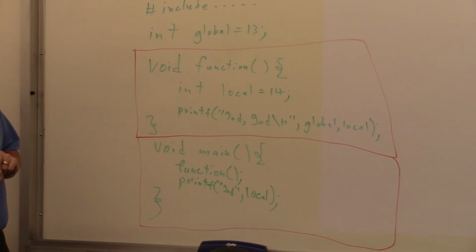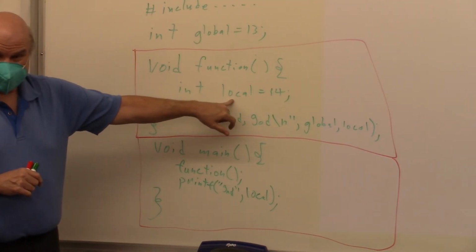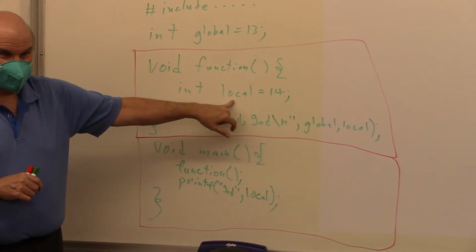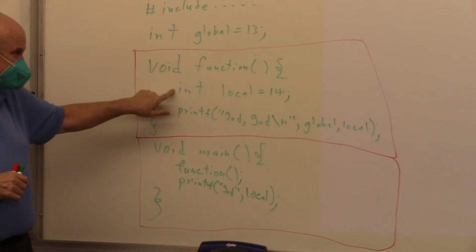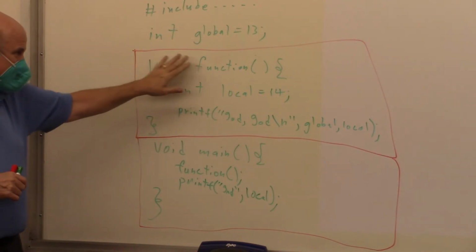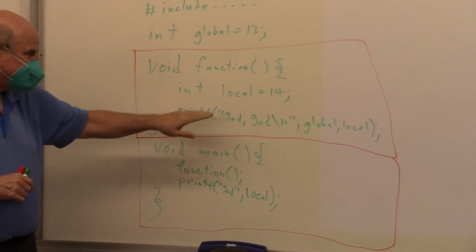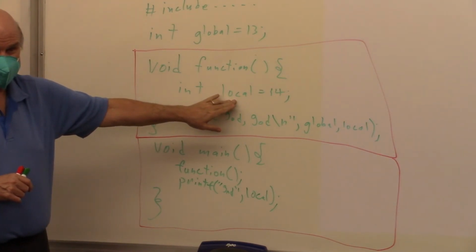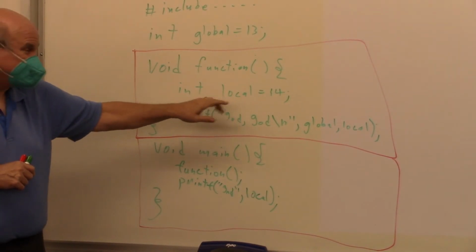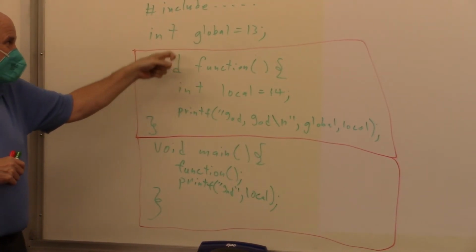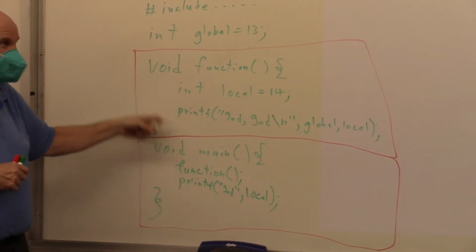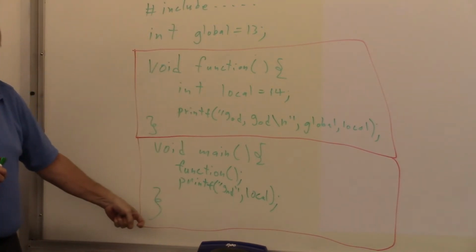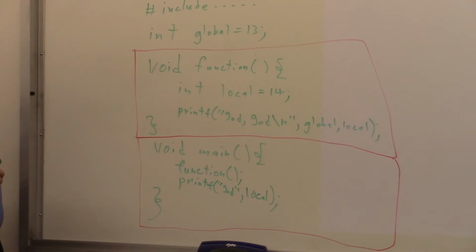I don't know. So this integer named local is only visible within this function because it is declared within this function. Outside of this function named function, the variable local cannot be seen. So the compiler will not be able to see it. However, this variable named global, which is not inside this function or any function, can be seen by all functions that occur after its declaration.